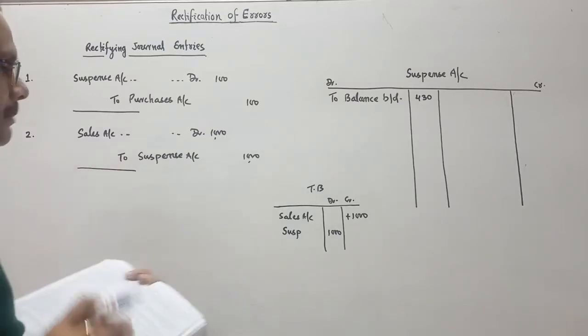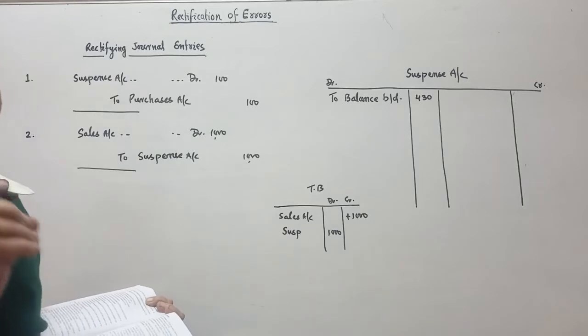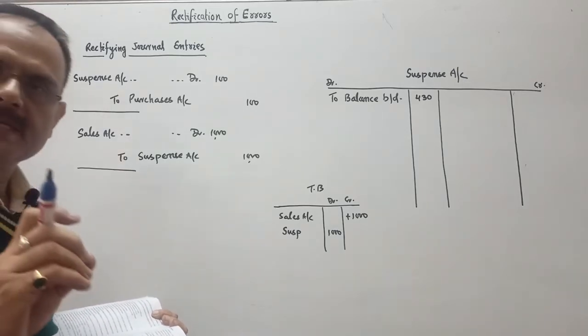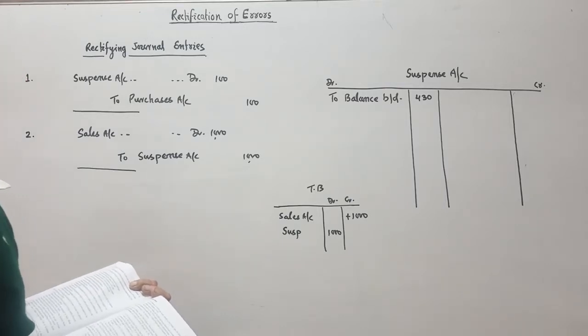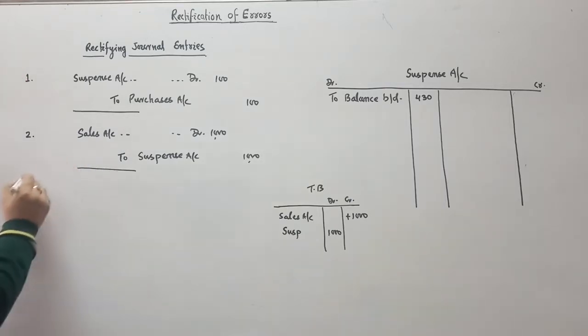The narration will be very simple: being sales book overcasted by 1000, now rectified. So this is the second transaction. Come to the third one.